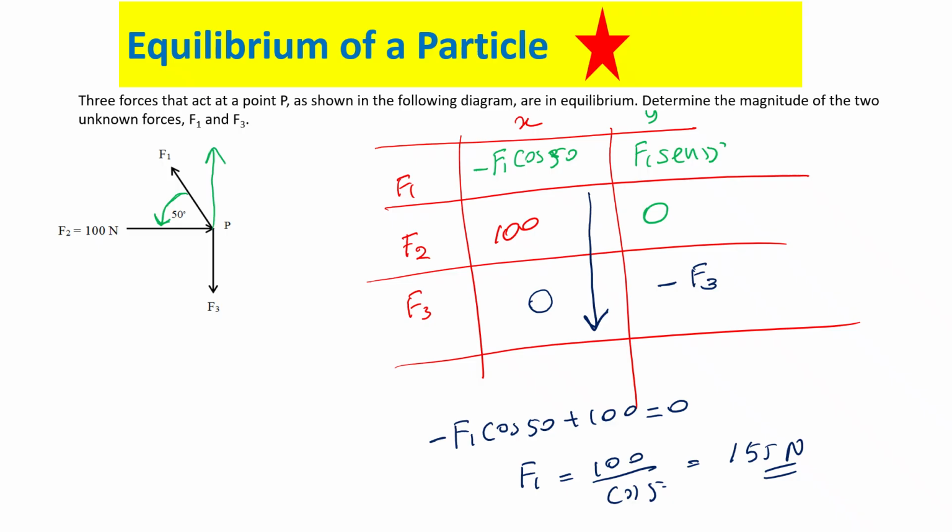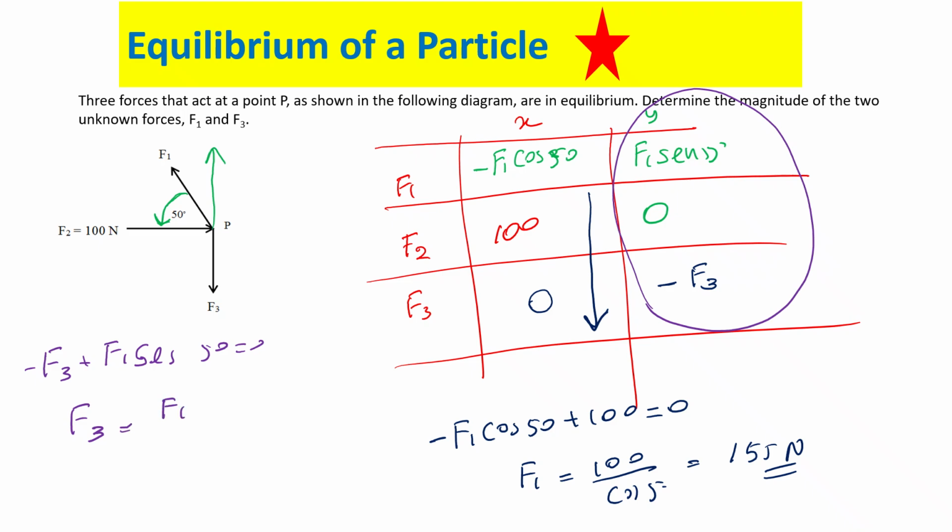Okay, now the next one. When you add all this together, again it should be equal to 0. So you can say negative F3 plus F1 sin 50 should be equal to 0. So you should have F3, which is F1 sin 50. So 155 sin 50. Do we get 190 or 119 or something?